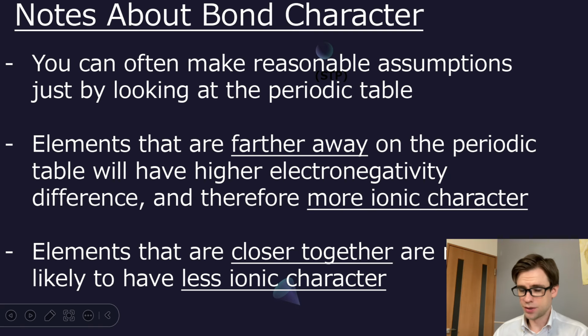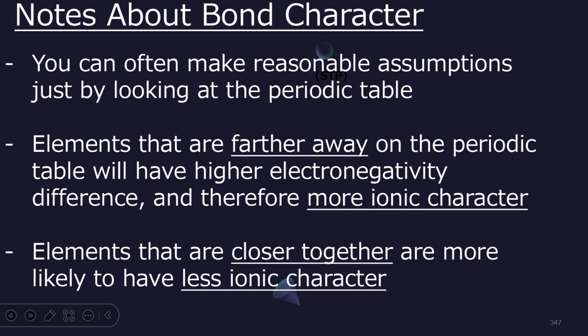Some notes about this. You can often make reasonable assumptions just by looking at the periodic table if you need a quick check. So elements that are farther away on the periodic table will have higher electronegativity difference. Because of that general trend I showed you, where it's lower in the bottom left and higher in the top right. So generally things that are farther away have a larger difference and more ionic character. Elements that are closer together will have less of a difference. You'll have non-metals together and metals together, right? So that's less ionic character.